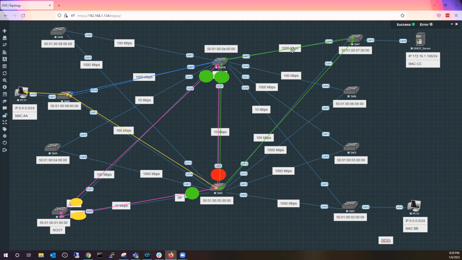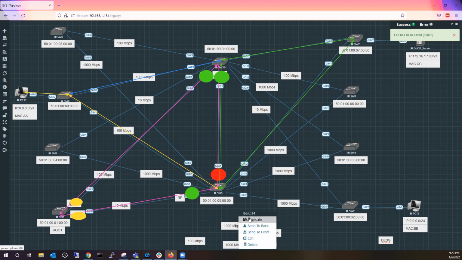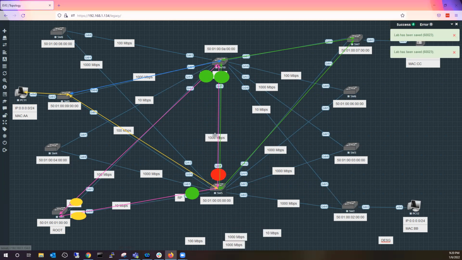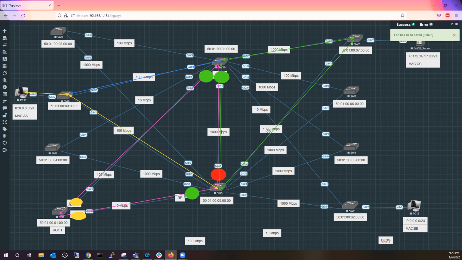Good. Now, Zamir, stay with me. I'm gonna throw you a doozy. What if I do this? These match. Which way is switch 10 gonna take to forward that packet?